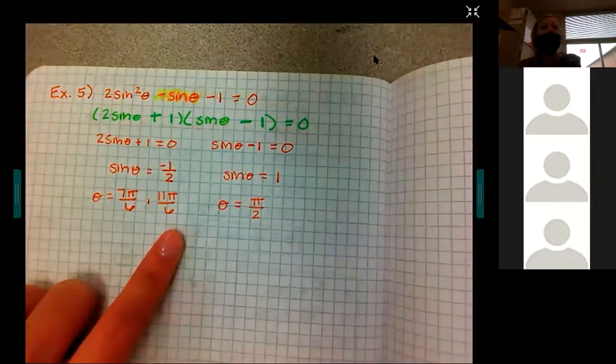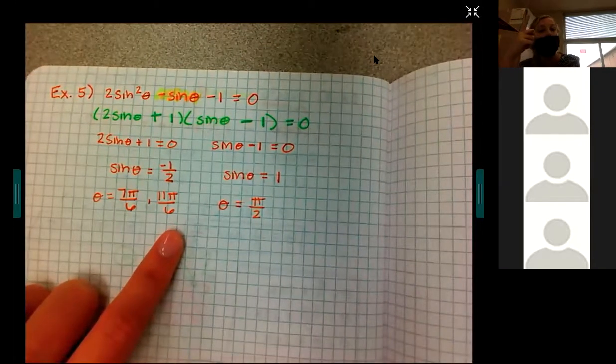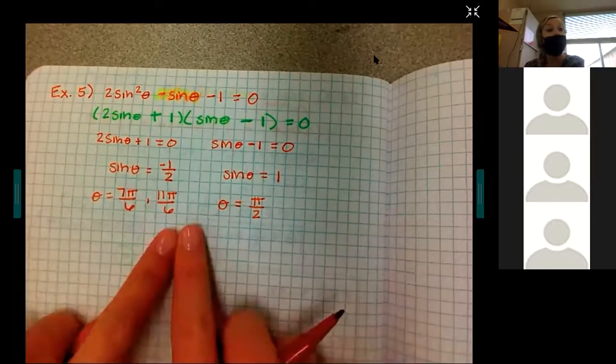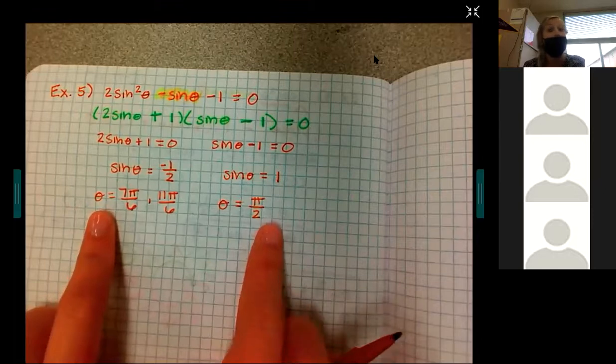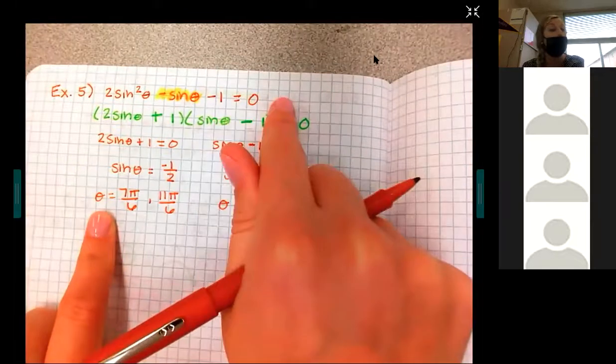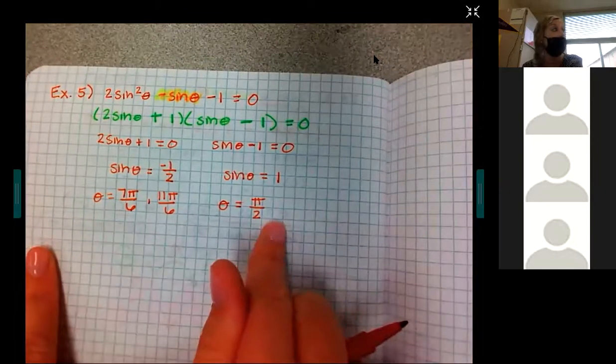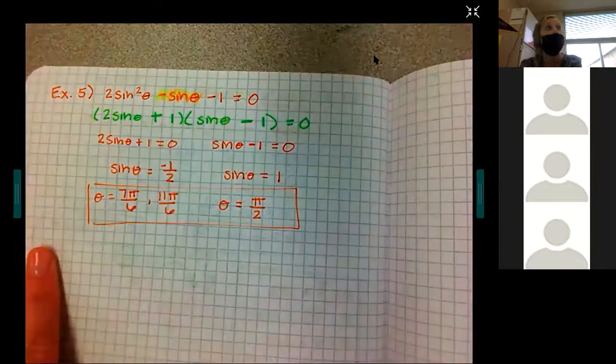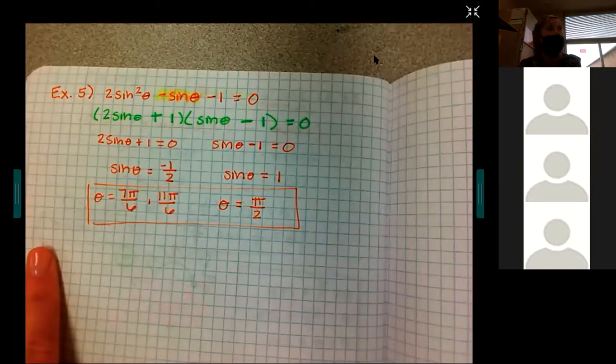I always have kids miss that one. I'm like, are you freaking kidding me? It's the top angle. It's 90 degrees. The ordered pair is 0, 1. Right. But they always miss that one. You best believe I put one of these on the test. Don't miss it. So these are the 3 angles where this equation would equal 0. All 3 of these. So on the test, you'll just list all 3 out.